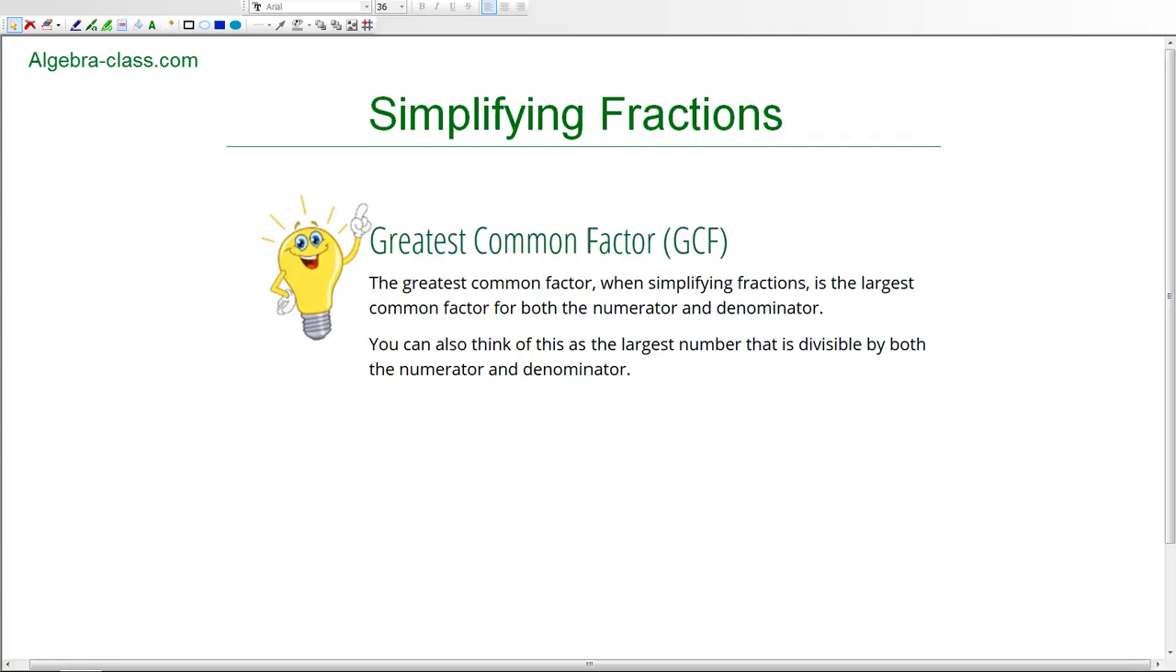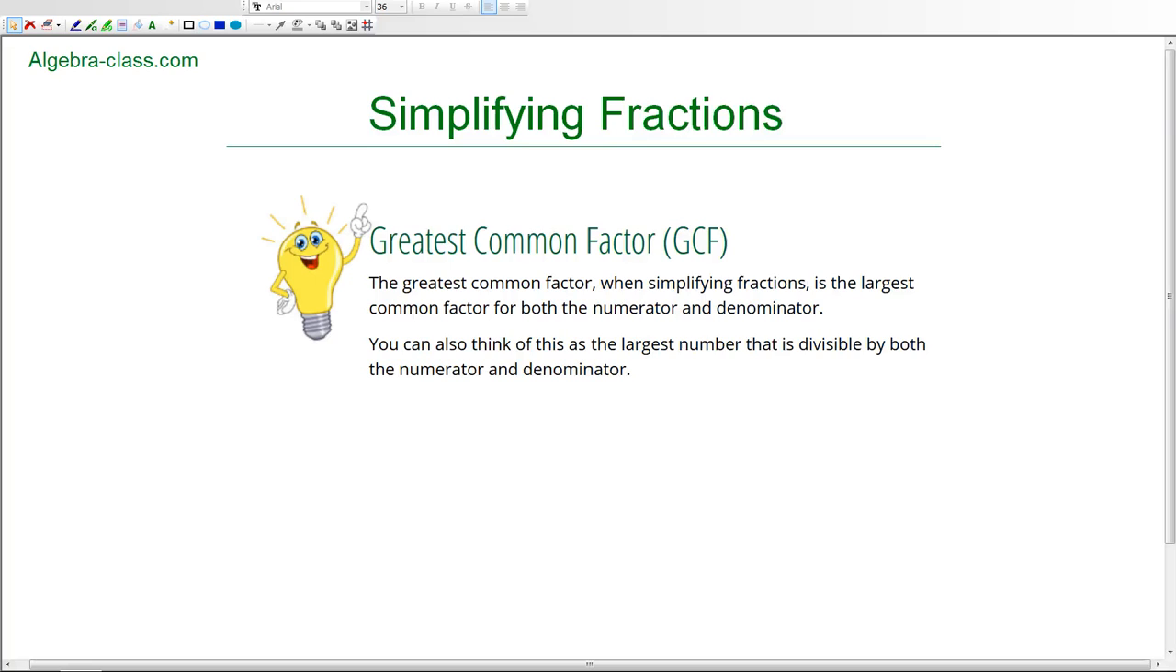In this lesson, we will be simplifying fractions. Before we jump into actually simplifying fractions, I want to quickly talk about the greatest common factor, or the GCF. This is a term that I'm going to use as we simplify fractions, so I want to make sure that you fully understand it. The greatest common factor when simplifying fractions is the largest common factor for both the numerator and denominator.